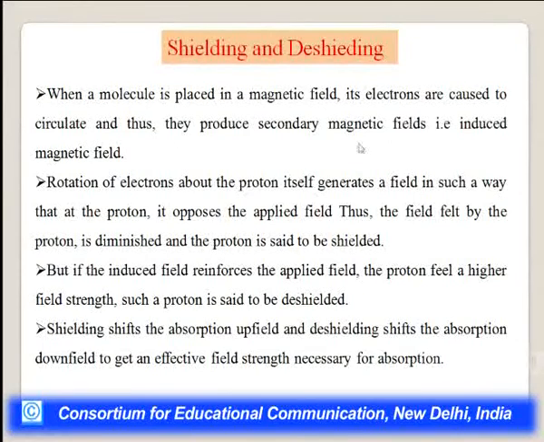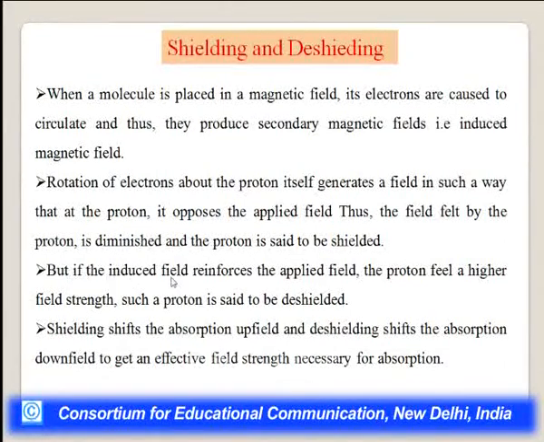We have discussed this induced magnetic field, and rotation of electrons about the proton itself generates a field in such a way that at the proton it opposes the applied field, and at the same time it can also reinforce the applied field. Thus when the field opposes the applied field, the field felt by the proton will decrease, or we can say diminish, and the proton is said to be shielded.